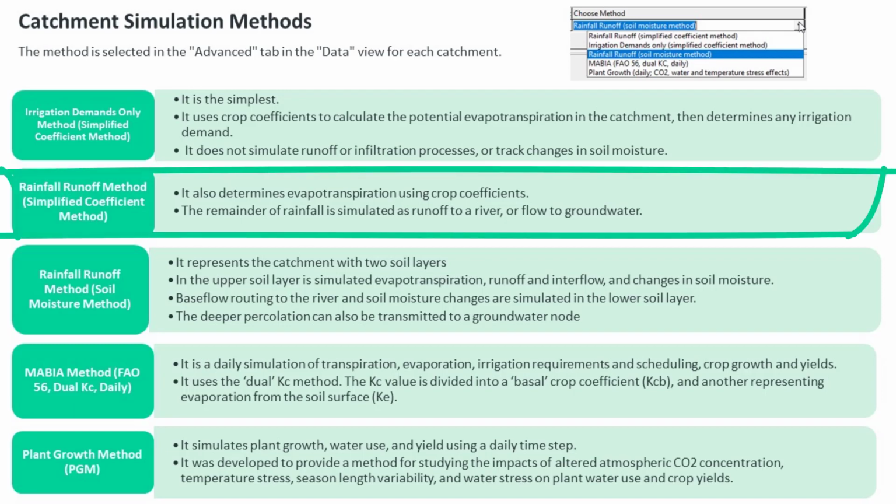The rainfall runoff method, simplified coefficient method, also determines evapotranspiration for irrigated and rain-fed crops using crop coefficients, similar to the irrigation demands only method. The remainder of rainfall not consumed by evapotranspiration is simulated as runoff to a river or can be proportioned among runoff to a river and flow to groundwater via runoff infiltration links.